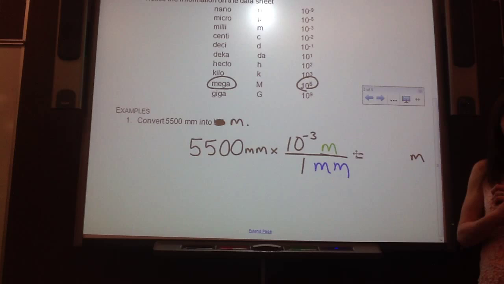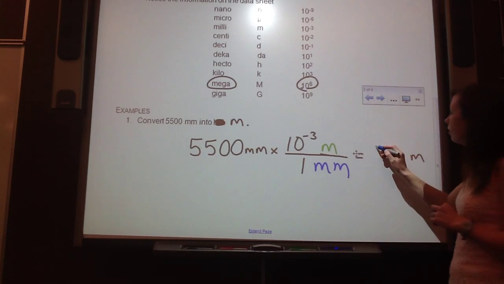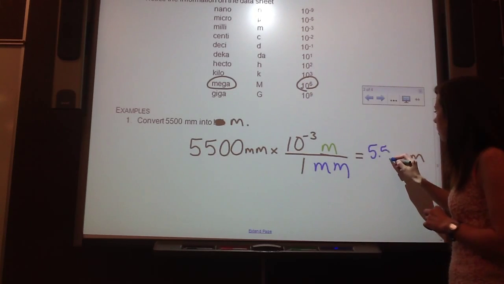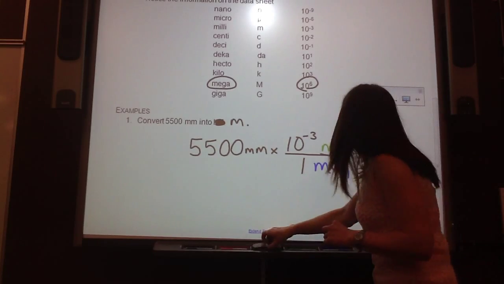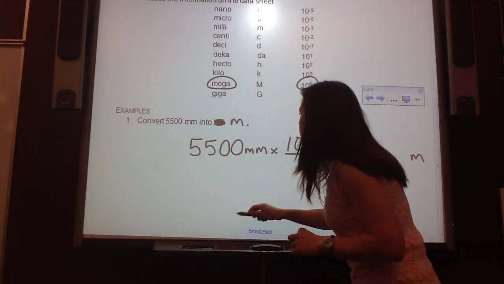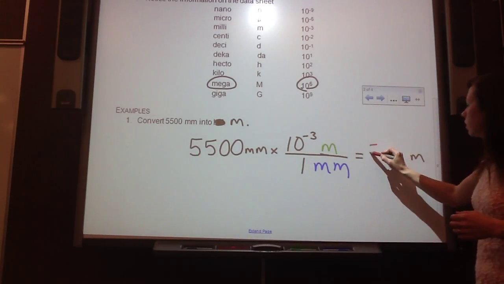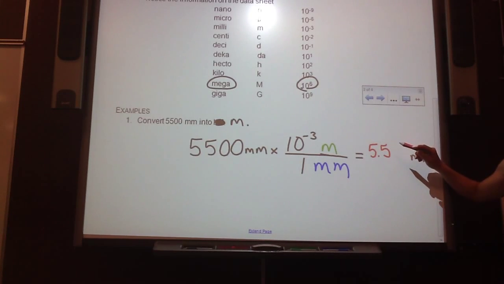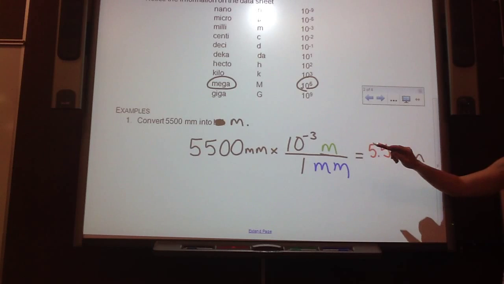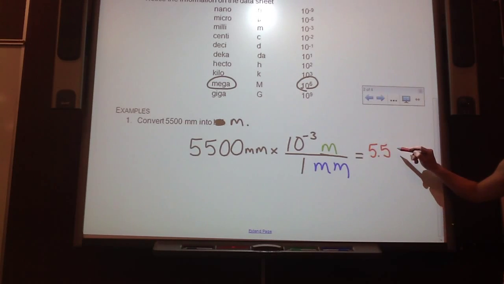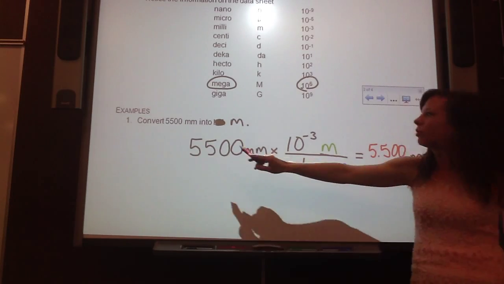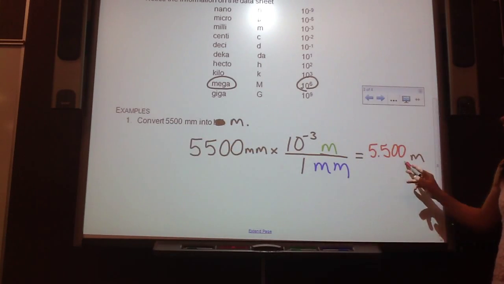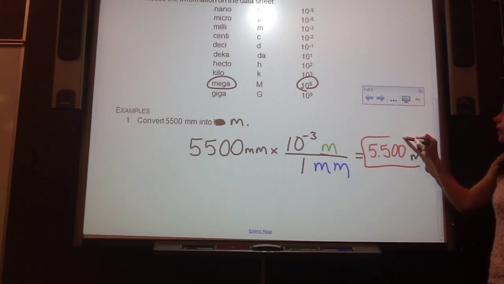So what's my answer? 5.5. What's my answer in sig digs? Because I did a multiplication, so I need my multiplication rules. So I started with 4 sig digs, so I need to end with 4 sig digs. Okay? So that's my final answer.